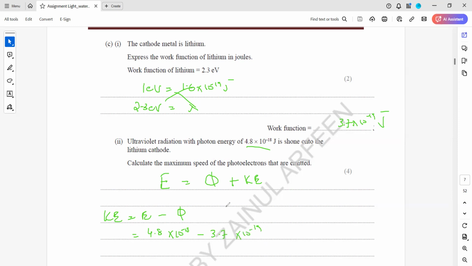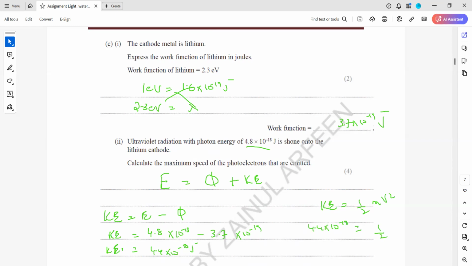Look, when you calculate this, you cannot substitute the energy in electron volts. These equations use the base unit, which is joule. So you have to convert into joules. So this will be the difference in energy, which will be 4.4 times 10 to the power minus 18 joules. And then use the formula, the kinetic energy is half mv squared. So kinetic energy is 4.4 times 10 to the power minus 18.